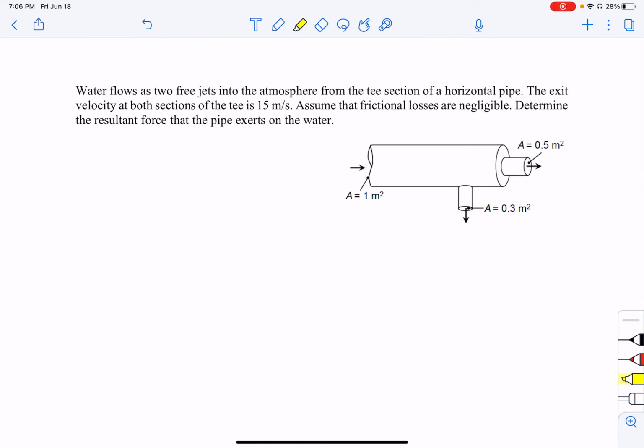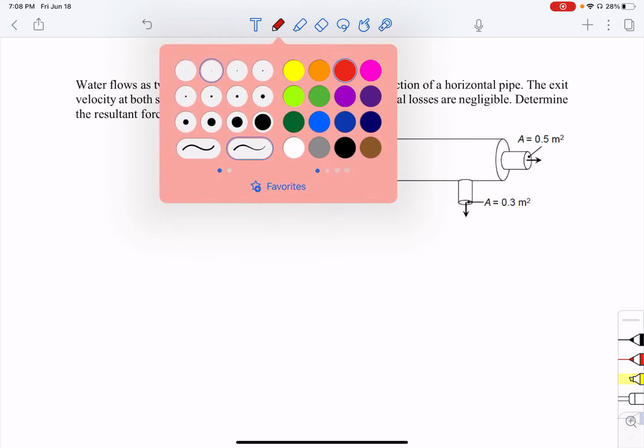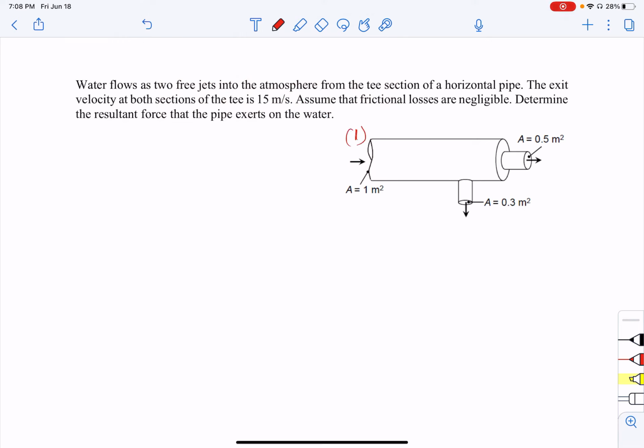Now let's solve this question. In this question we have a horizontal pipe, and there are two sections, like a T section here, and the water flows out from here and here as a free jet. Now the information that we have is the velocity at these points. Let's call some points here. If this is 1, which the flow is coming in, and this is 2, which flow is going out of 2 and 3, we have the velocity of 2 and velocity of 3 both equal to 15 meter per second. And it said to assume the frictional losses are negligible.